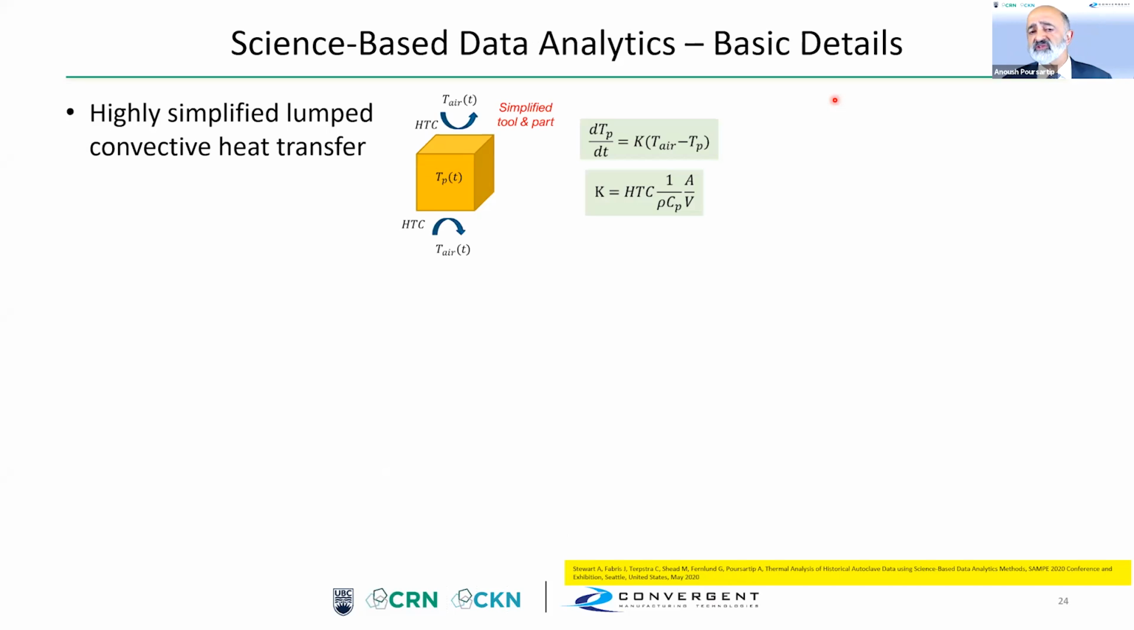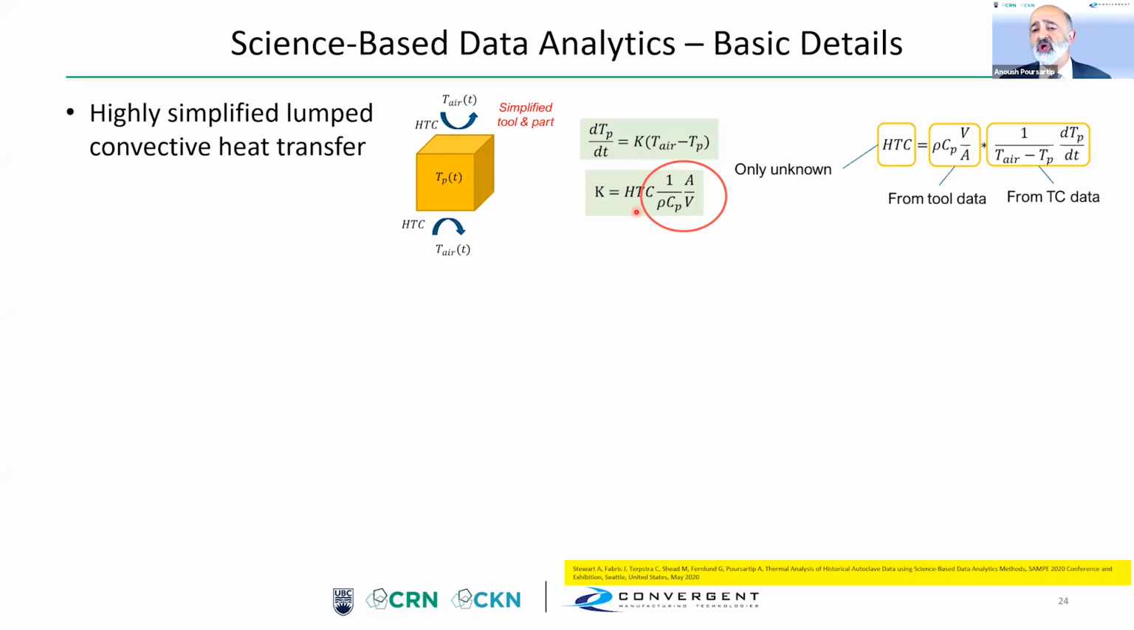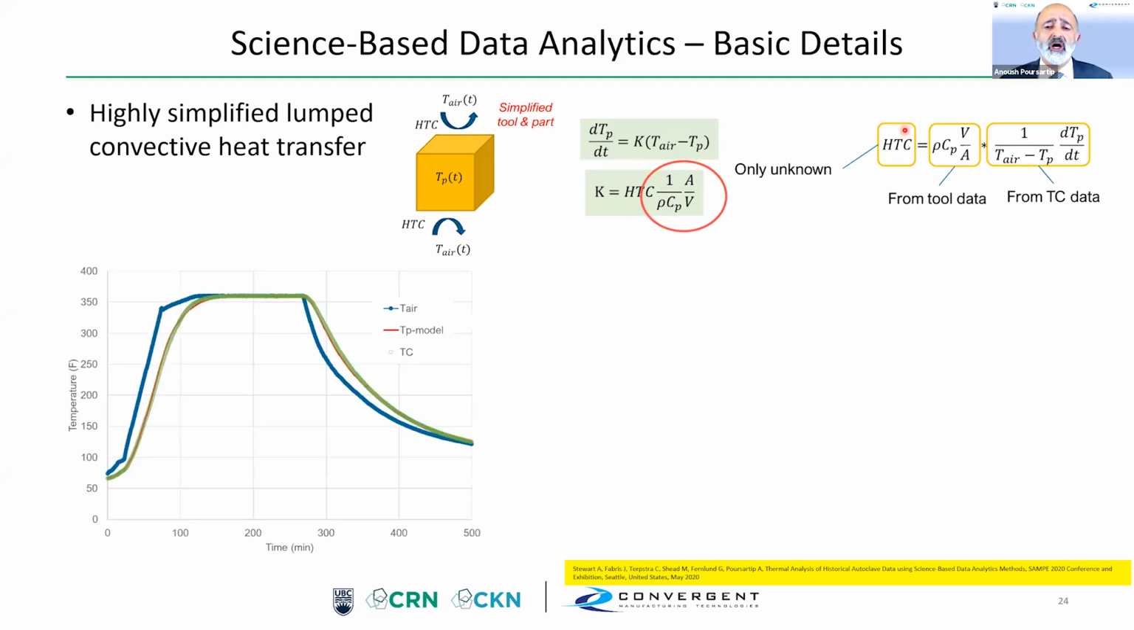The rate of increase of temperature in the part is proportional to the difference in the air temperature and the part temperature. And that constant of proportionality is the heat transfer coefficient, which is unknown, times some tool parameters that basically the thermal mass of the tool and its surface area. So you can rearrange these equations so that you can actually evaluate the only unknown heat transfer coefficient.